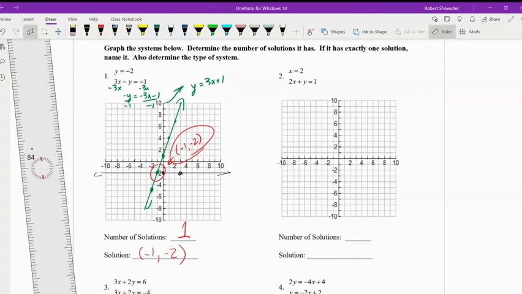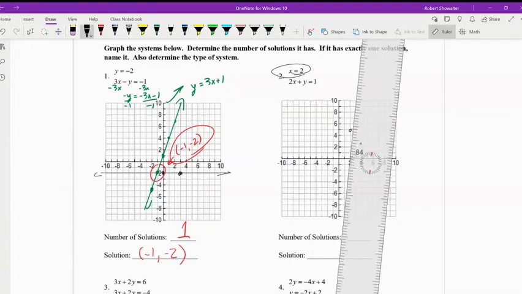We've got question number 2. Here we go. We've got x equals 2. We're going to graph that one. We put a dot at x equals 2, put another dot at x equals 2, and we connect those dots.